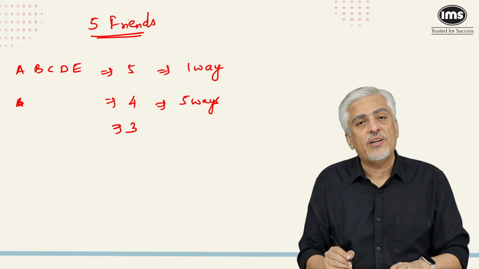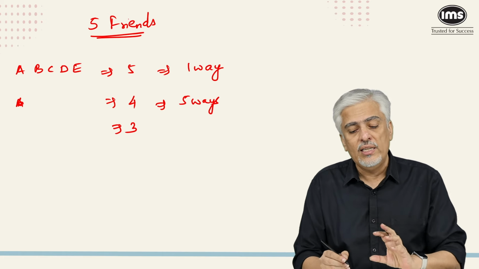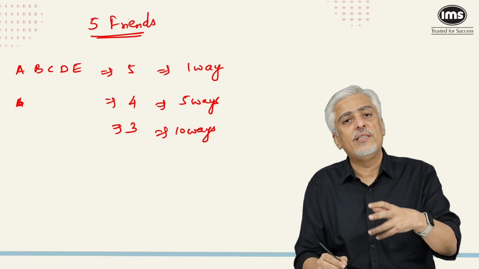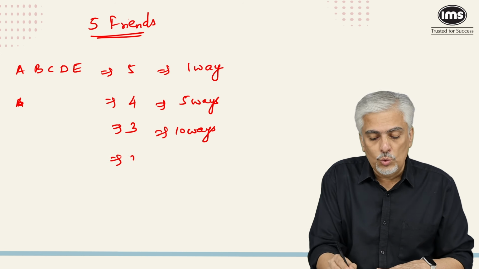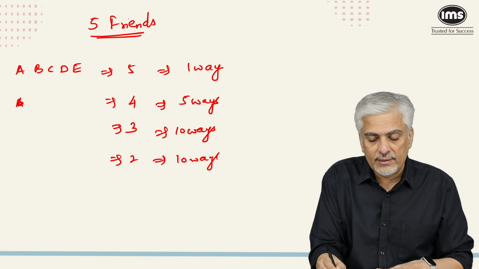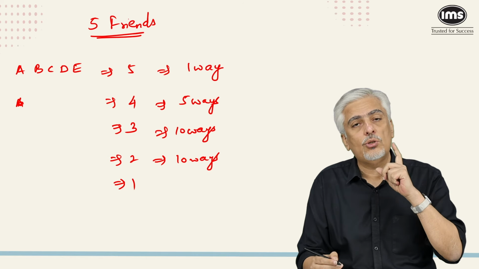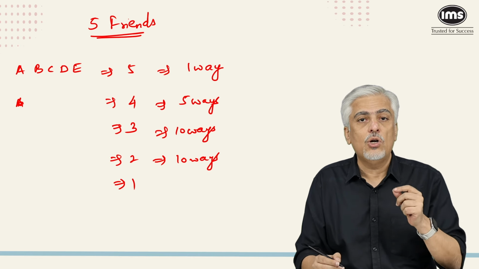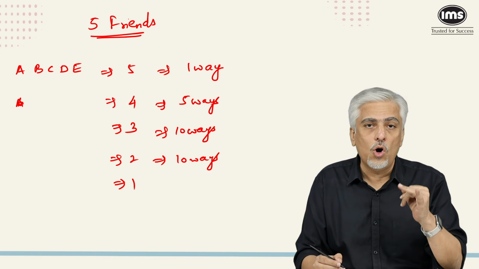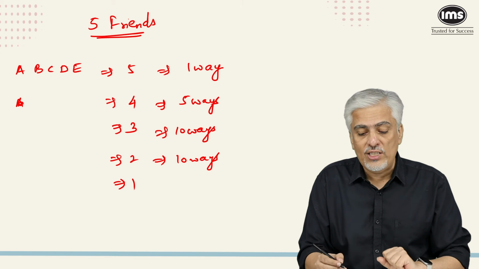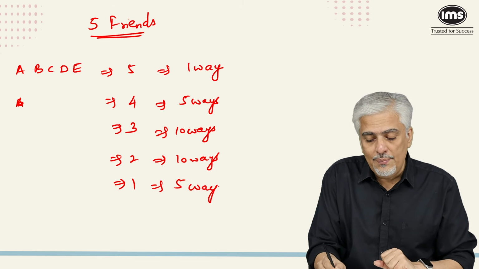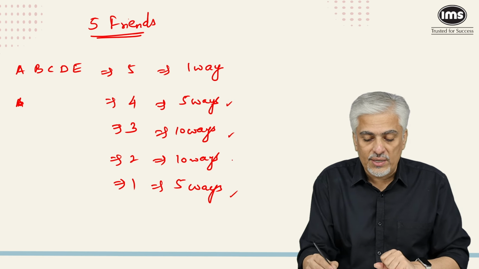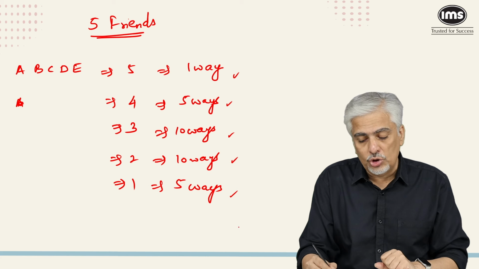Same way if you're calling 3 friends. I'm not getting into the technicality here. The ones who know it would know that this is 10 ways, which is nothing but 5C3. For 2 also it will be 10 ways. For inviting only one person to the party, that would be 5 ways, because you can call either A or B or C or D or E. You have 5 choices. The important part is that 5 repeats here, 10 repeats here. So with that logic, the 1 should also repeat here.